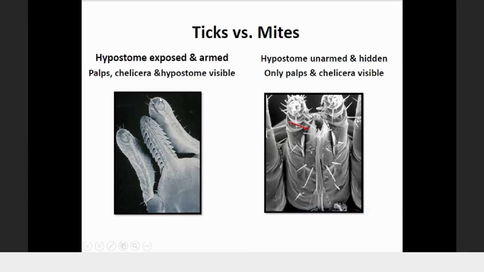Okay, as shown in this picture, for ticks you can actually see the hypostome. It's really big, and it is flanked by palps at the side, while the hypostome in mites is hidden. It's hidden here.